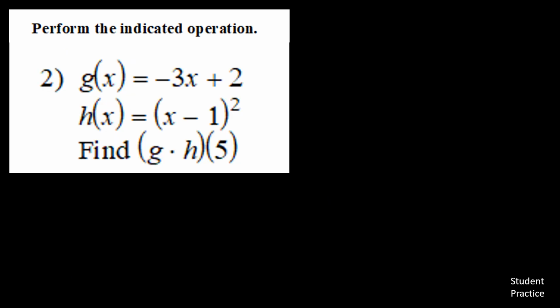Same skills for this, and this is what I want you guys to work on. Hint, hint, substitute the 5 into the equations, get your values for g, get your value for h, and then whatever you get after that, multiply those two, and that's it.